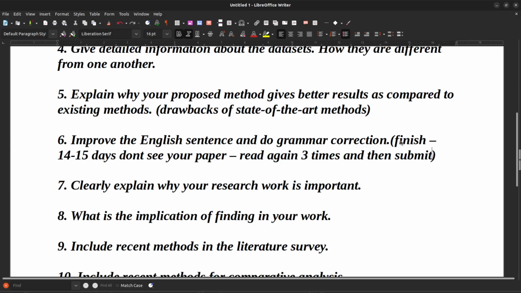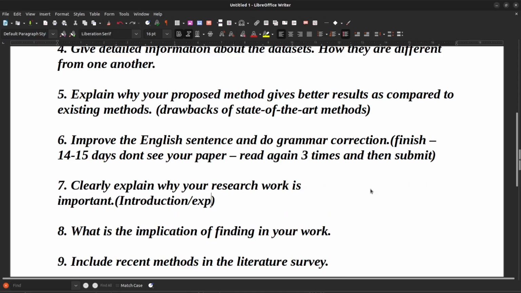Next is clearly explain why your research work is important. You can write this in the introduction section, preferably, but you can write this also in the experimental analysis section. Okay?